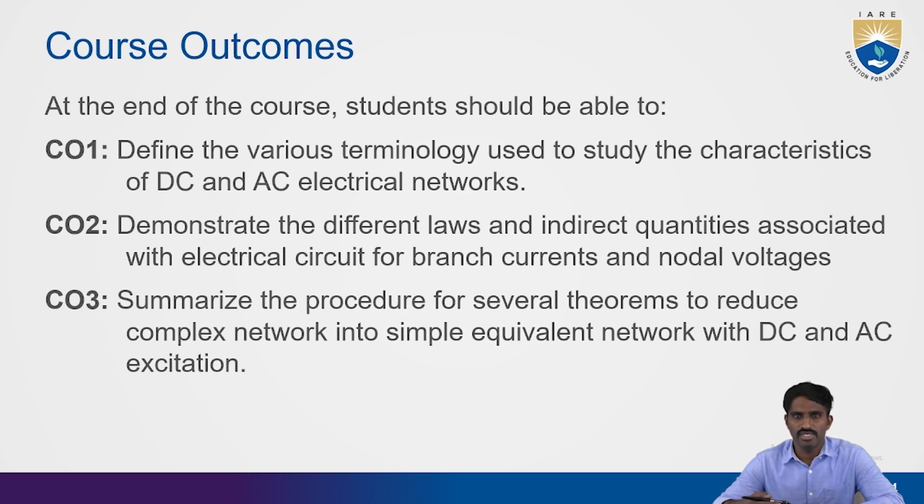What are the various parameters to measure the characteristics of the AC? Like what is the voltage or current. Even in AC, you can see the power factor, the phase angle, and the frequency. So what is phase angle and what is frequency? What is power factor? What is reactive power? What is active power? There are various terminologies that we use to study the characteristics of the various electrical networks, right? So at the end of the course, the students should be able to define the various terminologies used to study the characteristics of DC and AC electrical networks.